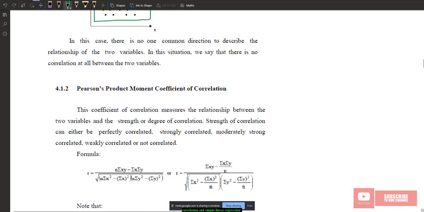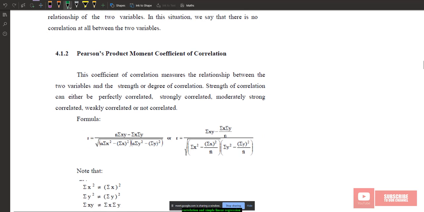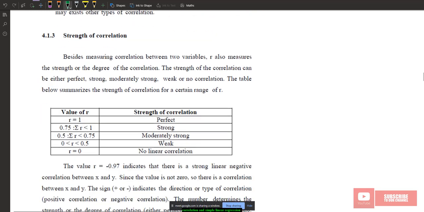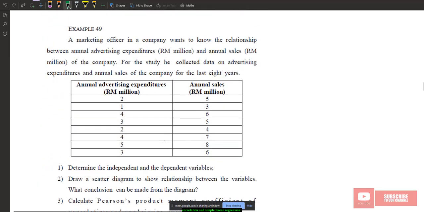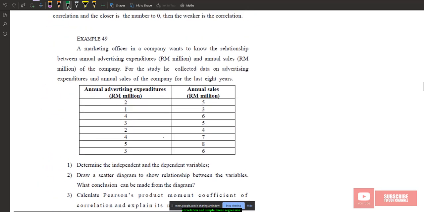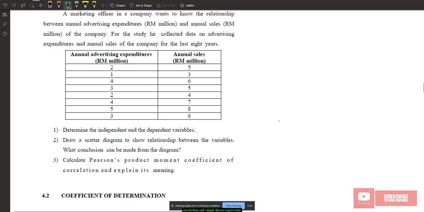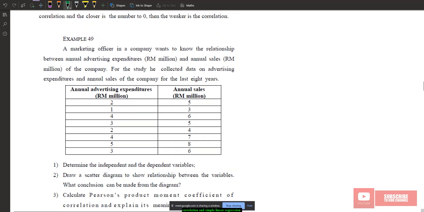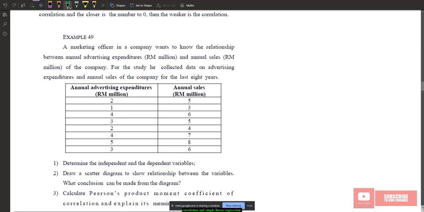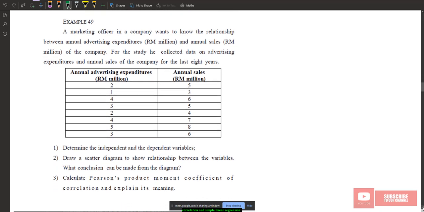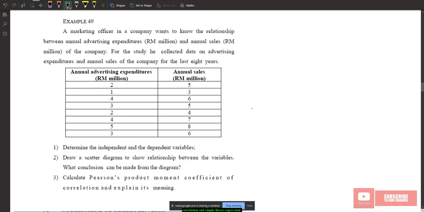If you are clear, then we can move to another method, which is the Pearson product moment coefficient. But before we go to this method, let's do some examples. Let's look at example number 49. I want you to take out your graph paper and let's do it together.